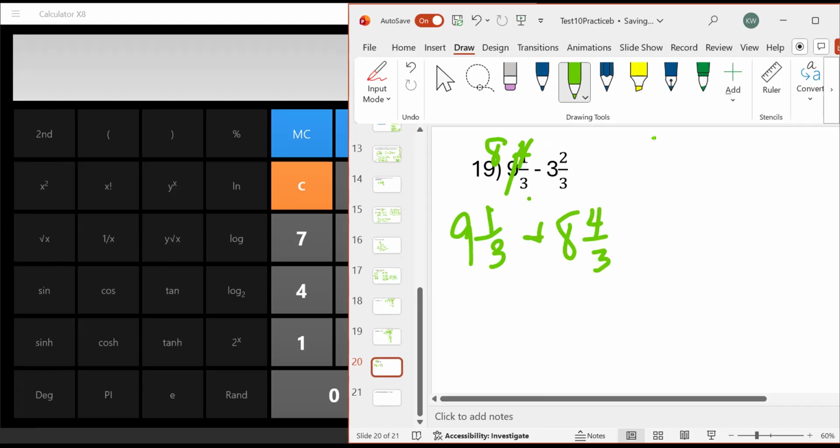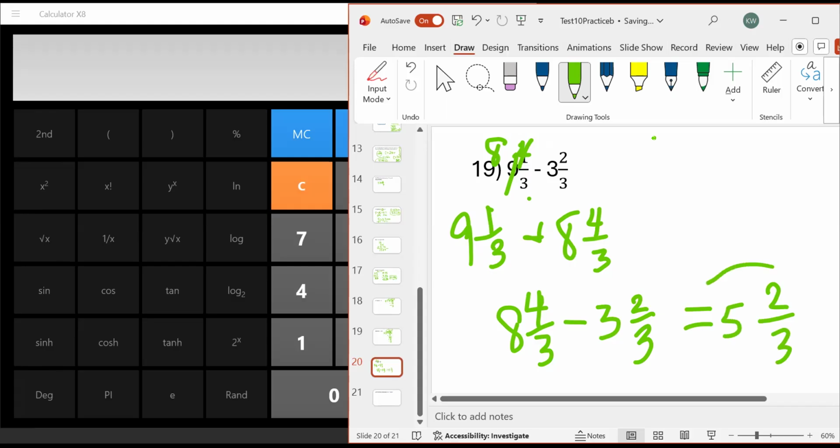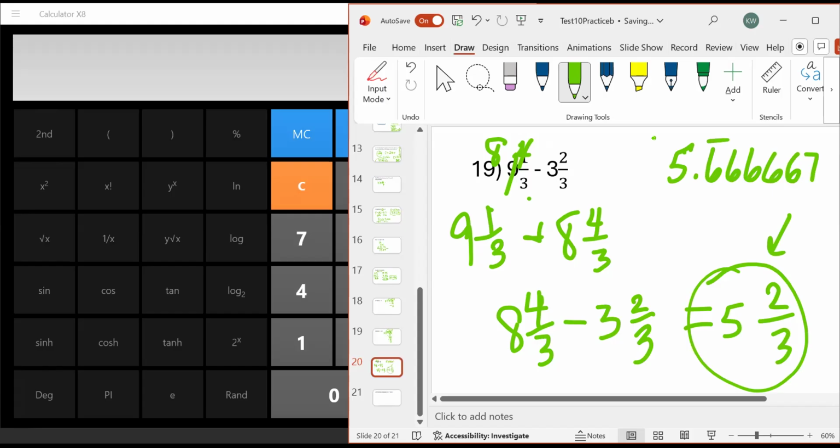But now that we have 8 and 4/3, we can have enough of a fraction that the fractions can subtract from each other and the whole numbers can subtract from each other. So the 4/3 minus 2/3 is going to give us 2/3, and the whole numbers 8 minus 3 is going to be 5. Also, a little hint here that 2/3, when we see it as a decimal, is going to look like this. So 5 and 2/3, in decimal form, is going to be 5.6666667, or 6 with a bar over it.